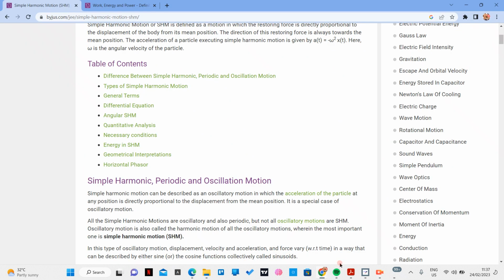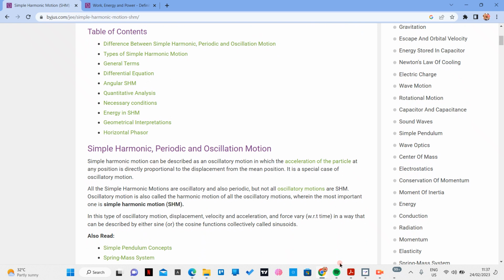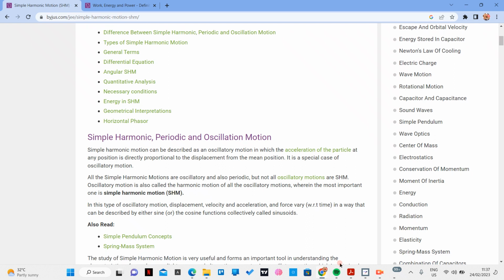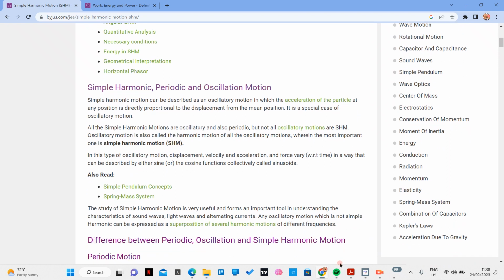Fantastic. So these are the main things we'll be talking about in this class: the difference between simple harmonic motion, periodic and oscillatory motion, the different cases of simple harmonic motion, some general terms, then some differential equations, though I don't want to emphasize that too much, then angular simple harmonic motion, the quantitative part, and other important parts as well. Now, simple harmonic motion can be described as an oscillatory motion in which the oscillation of the particle at any position in the motion. We already said this.